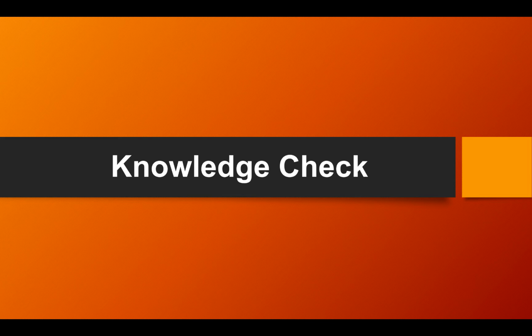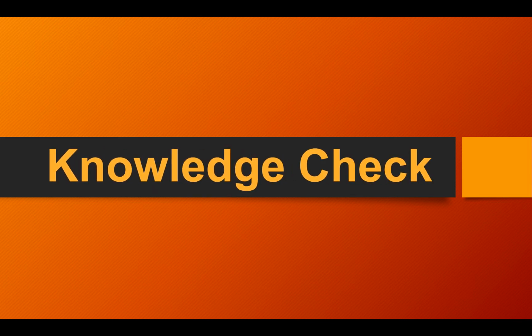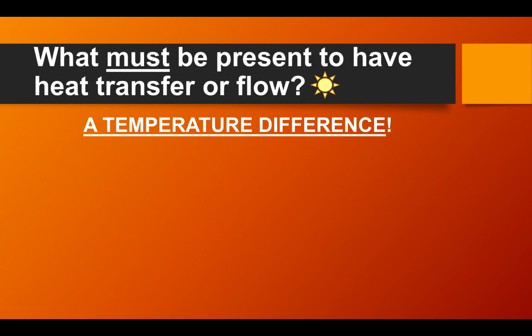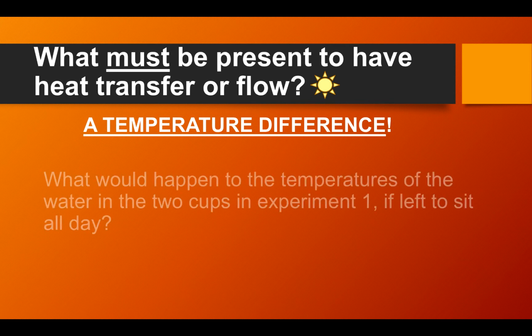Let's do a knowledge check. What must be present to have heat transfer or flow? A temperature difference. Everybody should understand this. This is the main point of this module. You have to have a temperature difference to have heat transfer or flow. And temperature flows from the hotter object to the colder object.